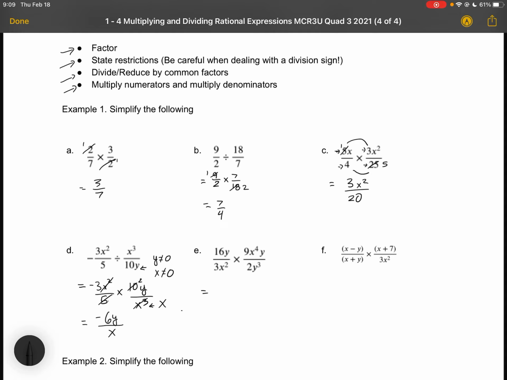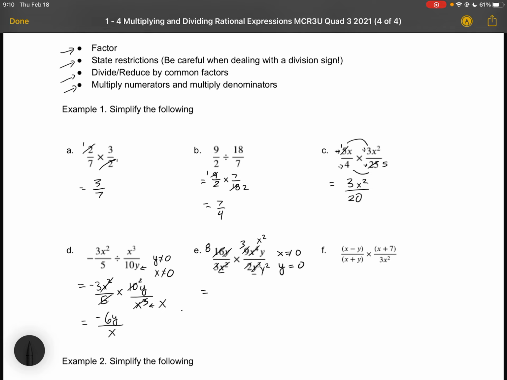Okay. Now moving on to E, we can't factor. We're going to state restrictions right away. I notice that I've got an x and a y on the bottom. So that means that x can't equal 0 and y can't equal 0. And then I'm going to go ahead and divide or reduce by common factors. So looking at my numbers first, I can reduce the 16 and the 2 to 8 on the top. And I can reduce the 9 and the 3 to 3 on the top. Now I'm going to look across at my y's. I'm left with y² on the bottom right. And looking diagonally at my x's, I'm left with x² on the top right.